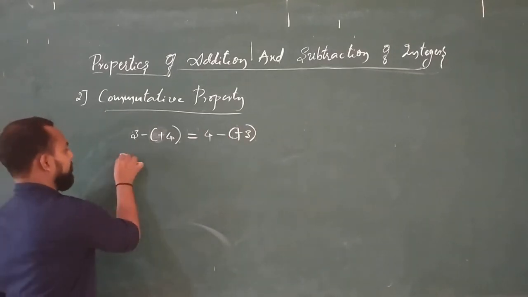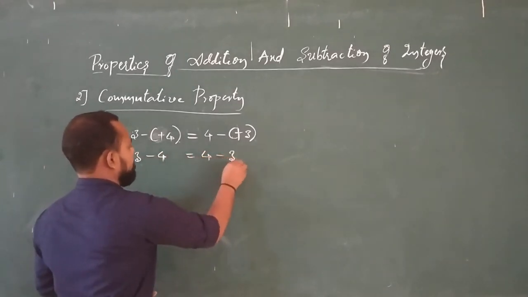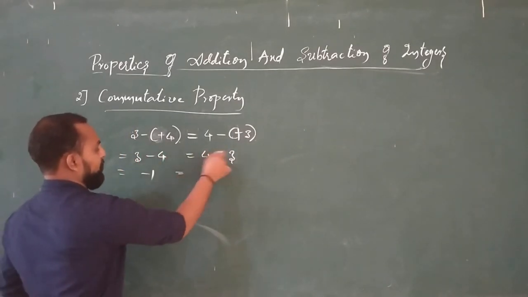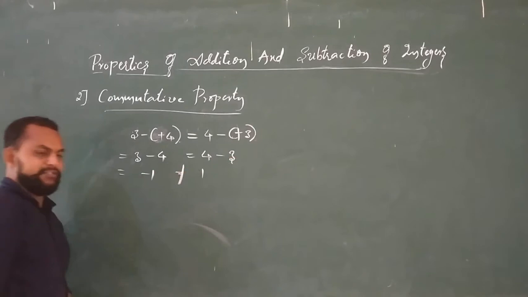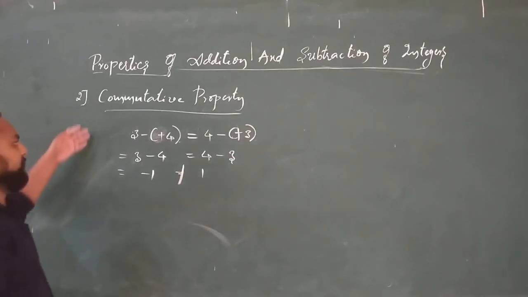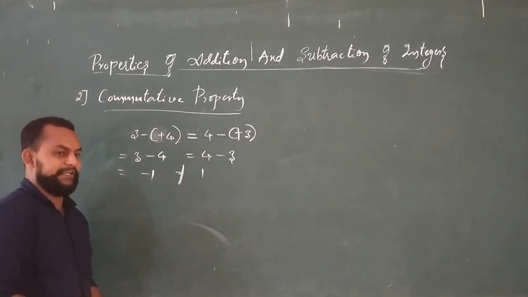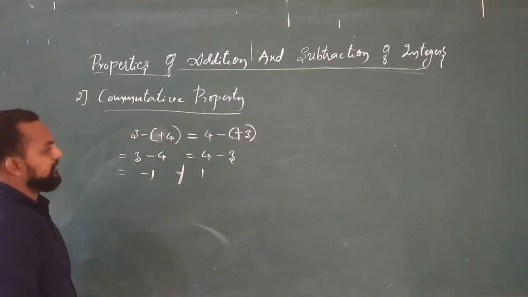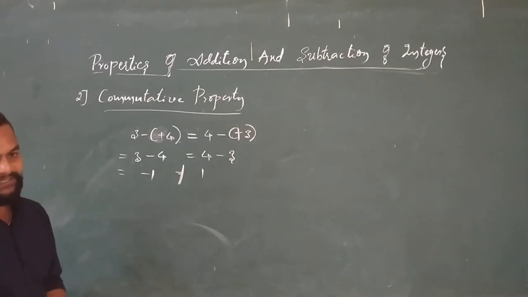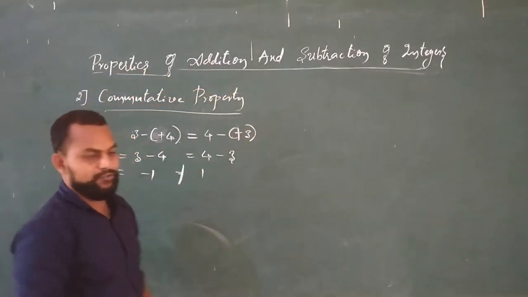Here 3 minus 4 and 4 minus 3. 3 minus 4 is minus 1, and 4 minus 3 is 1. Here minus 1 is not equal to 1, which means it is not satisfied. Therefore the integers or whole numbers are not commutative under subtraction. This is the commutativity property of addition and subtraction of integers.